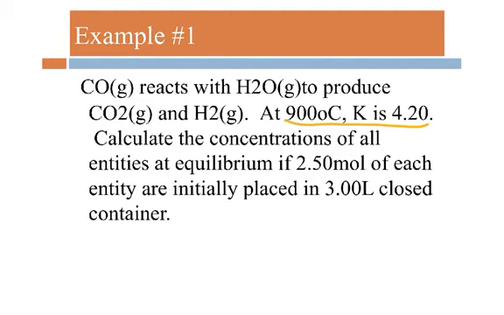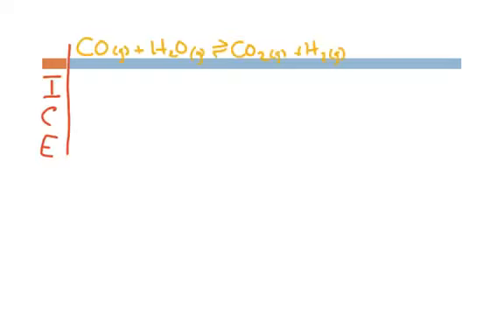All entities if 2.50 moles of each entity are initially placed in a 3-liter closed container. So here is our ice table all set up. We've got our balanced equation along the top, and down the side we have our ICE. Then we're going to go back to our word problem and read it and see what goes into the I part. Remember, that's the only part we get from the word problem. So going back to it, it says that we are calculating all the entities at equilibrium if 2.5 moles of each entity is placed into a 2-liter container.